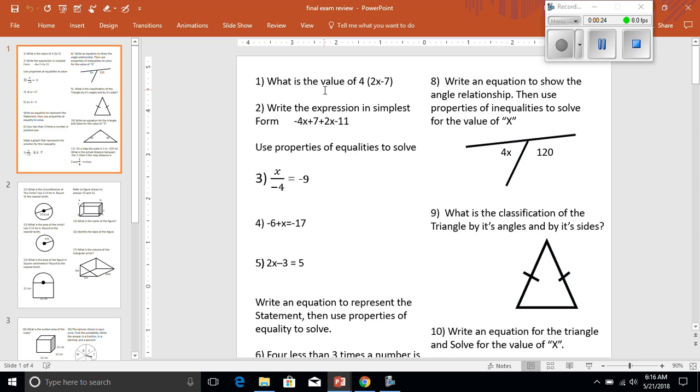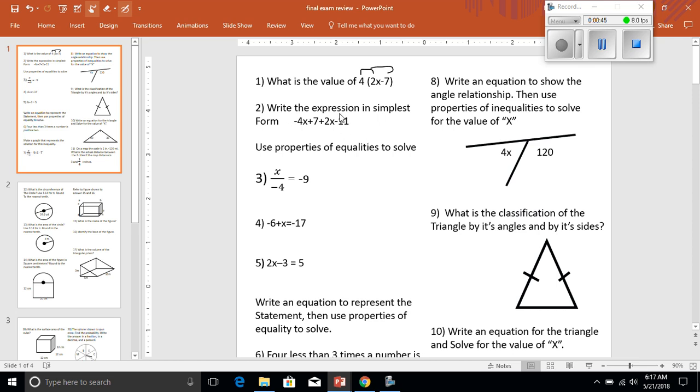All right, so number one, what is the value of 4 times 2x minus 7? Most of you already know that to get the value, we'd take 4 and multiply it to 2x. We'd also take it and multiply it to 7 to get our answer.